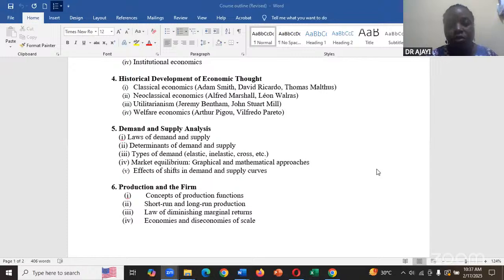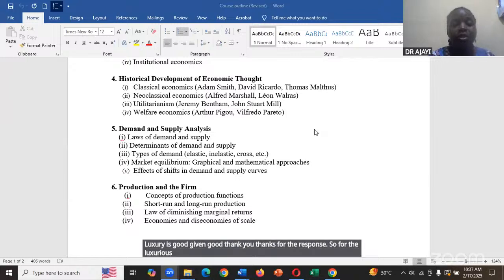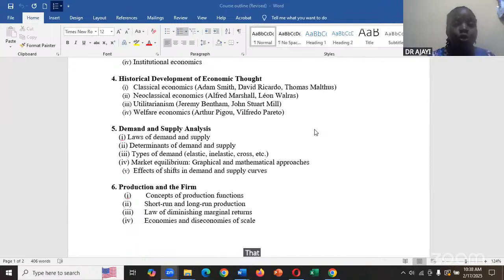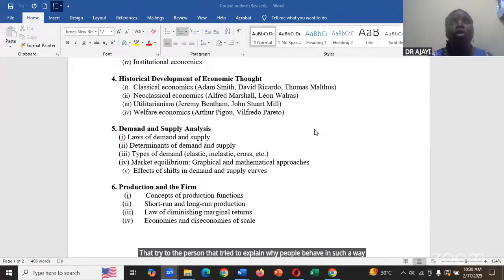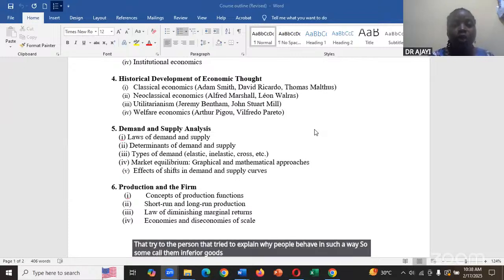Luxurious goods, Giffen goods. Thank you. Thanks for the response. So for the luxurious goods, what happens? The prices are high, and people are still going for them. For Giffen goods, or cheap goods, when the prices are low, people demand less. Giffen is named after the person that tried to explain why people behave in such a way. Some call them inferior goods, but once you call it Giffen, it simply means that is the name of the person that tries to explain why such behavior happens.